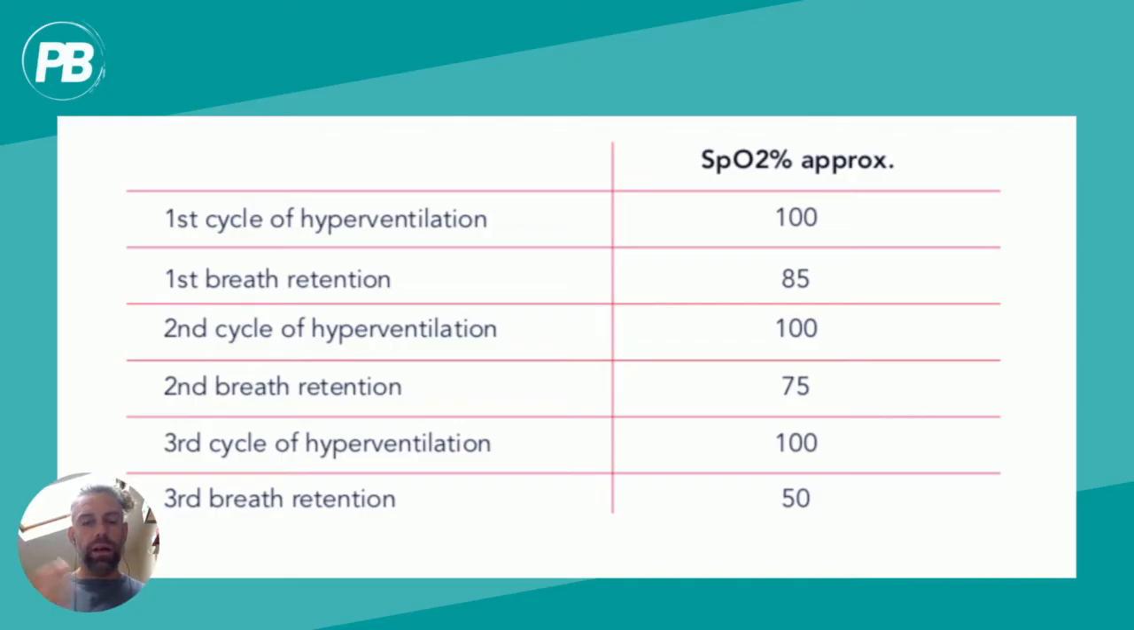And then the greater drop on the second breath retention. The second round of a cycle of hyperventilation would be another 20 or 30 breaths of hyperventilation and then another breath retention. And that second breath retention would probably be longer in duration as well. Blood oxygen saturations dropped further in the second, down to 75. Okay, and then on the third cycle of hyperventilation, we then get this deeper drop in blood oxygen saturation, down to as low as 50%.